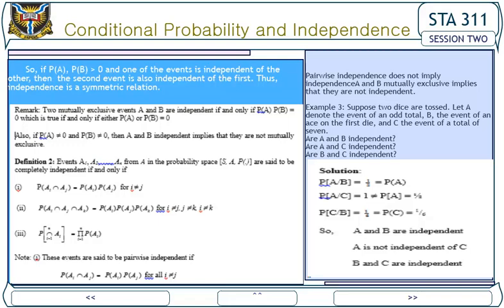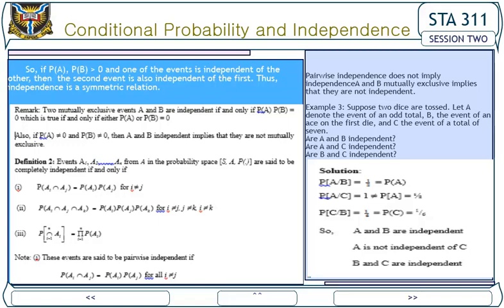Example 3. Suppose two dice are tossed. Let A denote the event of an odd total, B the event of an ace on the first die, and C the event of a total of 7. Are A and B independent? Are A and C independent? Are B and C independent?